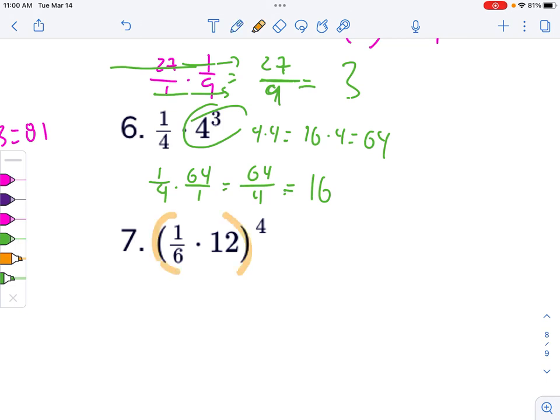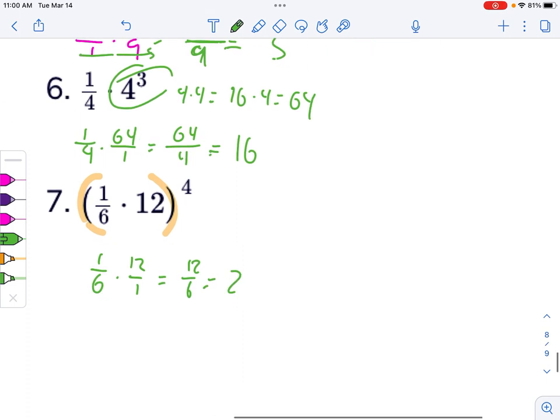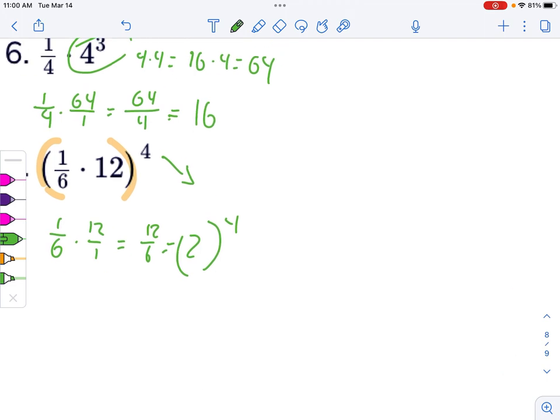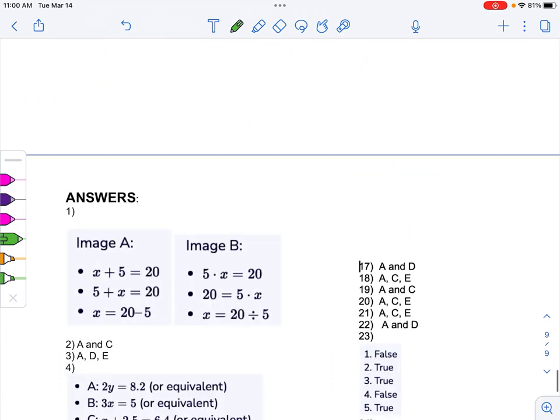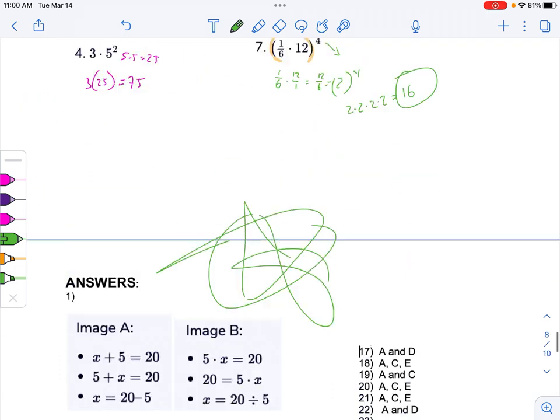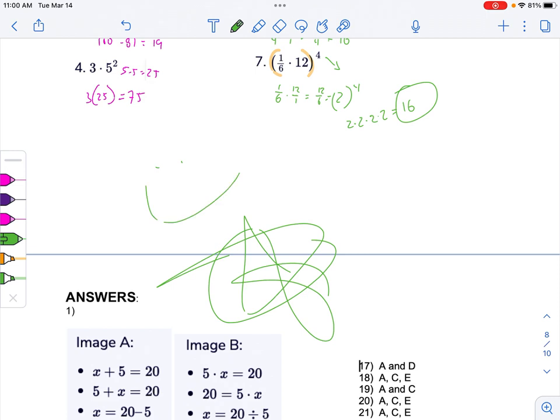Now this guy right here, we got to do what's inside the parentheses. So let's do that. So 1/6 times 12 over 1 is equal to 12 over 6. Oh, 12 divided by 6 is 2. Now let's deal with that exponent. Oh man, we got 2's all the time here. So 2 times 2 is 4, times another 2 is 8, times another 2 is 16. This lands at 16. Did we do it? We did it! Yay! Good job, you all.